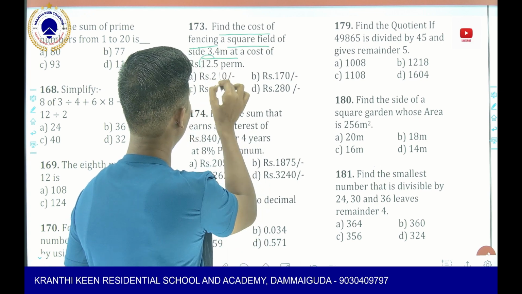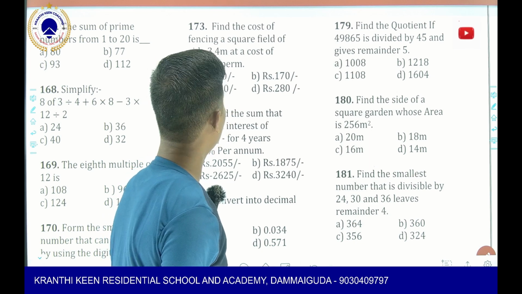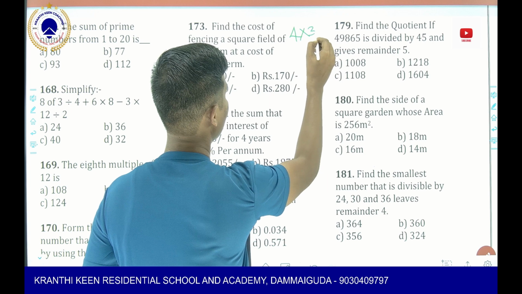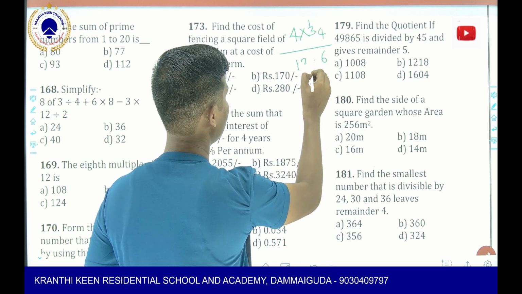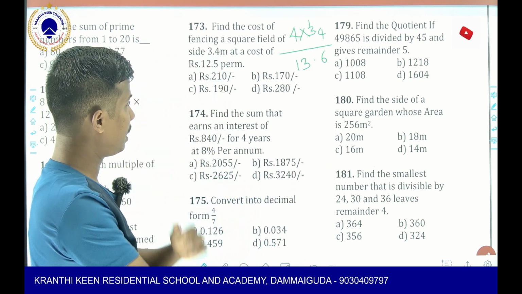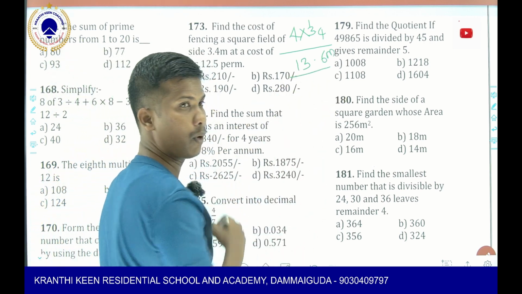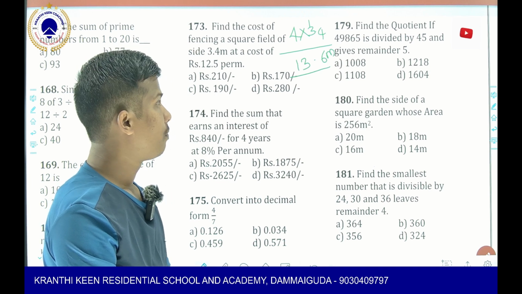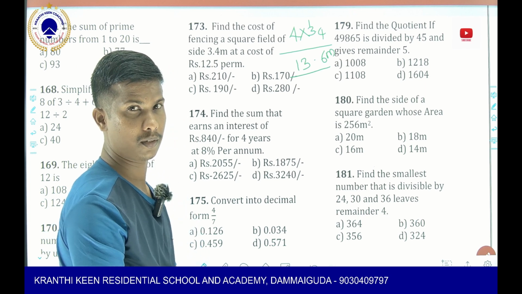3.4 meter at a cost of 12.5. Now, what is the perimeter of a square formula? 4 into side, 4 into 3.4. How much will we get? 4 fours are 16, 4 threes are 12 plus 1, 13. Okay, this is 13.6 meter is the perimeter. That means this is the length of the boundary of the square field. Now, for the fencing, we need 13.6 meter of fencing wire.